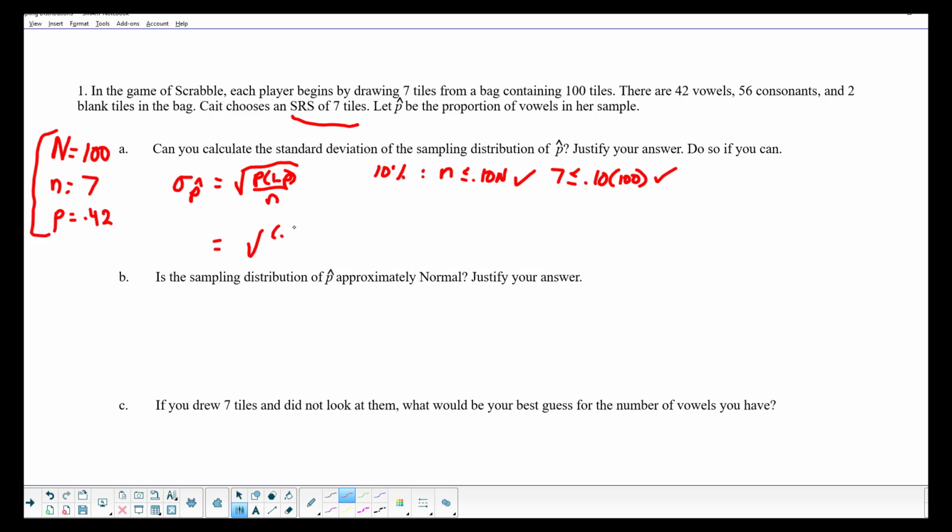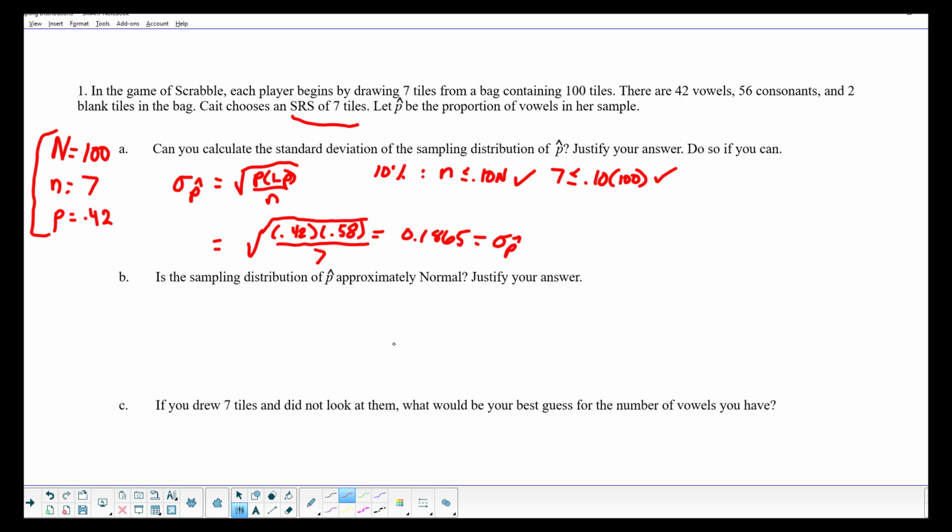So my probability of success is 0.42. My probability of failure, 1 minus p, is 0.58. And dividing that by my sample size. Every time I take a sample, I'm taking 7 tiles. And then I'm going to take the square root of that. When I go through the motions there, put that in the calculator, I'm going to get 0.1865. Double check my work in the calculator and make sure we have it, but there is our standard deviation of p hat.